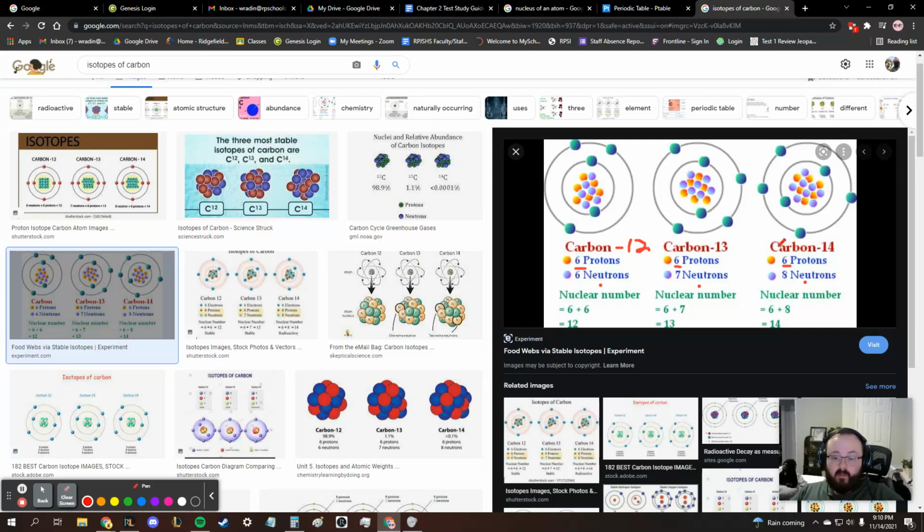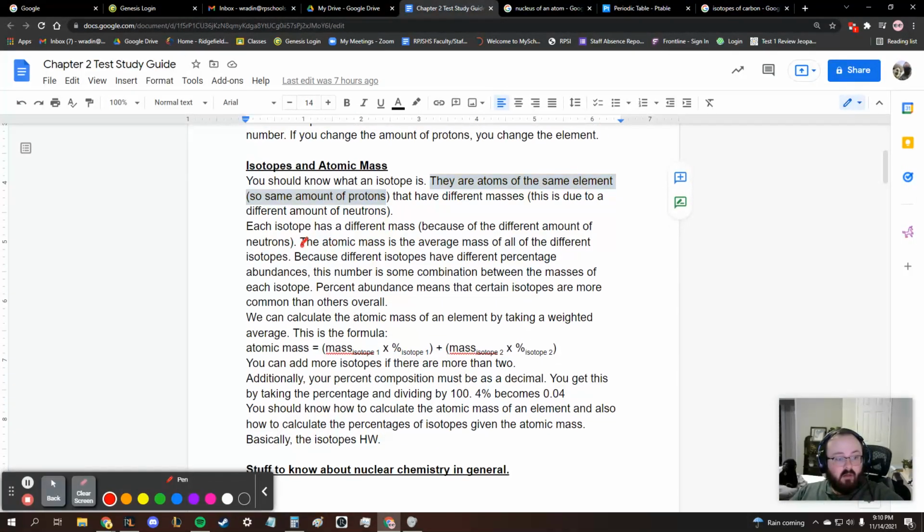This changes the mass. These are 3 different isotopes. So you have carbon 12, carbon 13, and carbon 14. These are the 3 different isotopes of carbon. So you gotta know that.